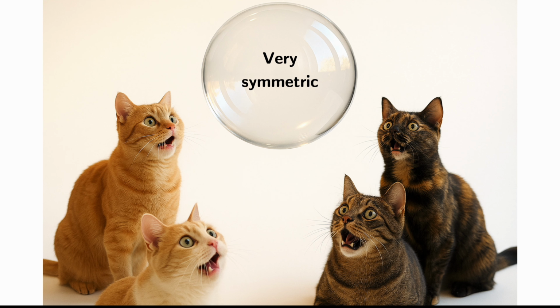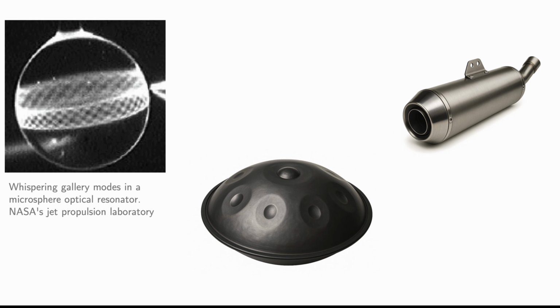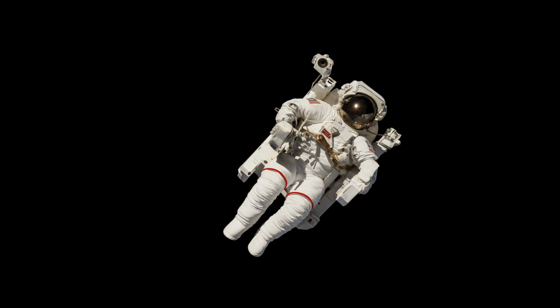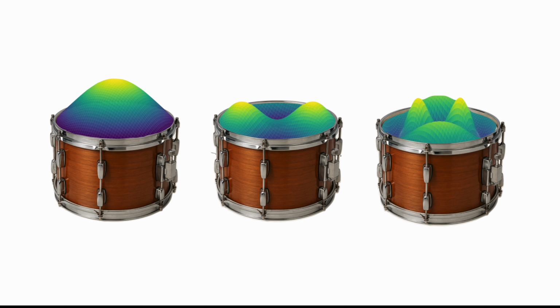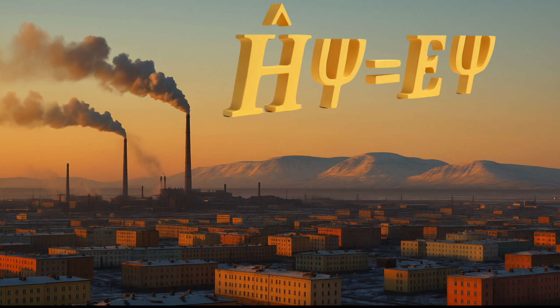Physics is full of symmetric objects: atoms, optical and acoustic resonators, molecules, and even space itself. There is almost always some symmetry. Take, for example, molecular symmetry groups. Can we, just by knowing the symmetry, say something about the system, like the eigenmodes of a resonator or the solutions of the Schrödinger equation?